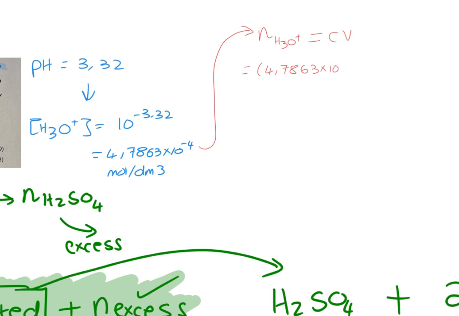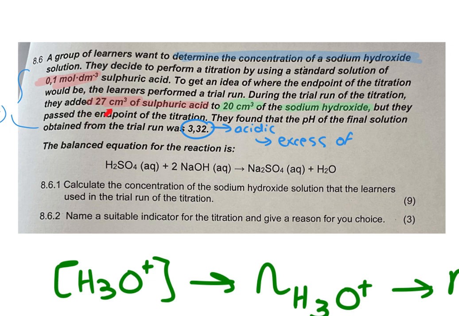4.7863 times 10 to the minus 4, multiplied by the volume of the acid and base mixture. They added 27 and 20. After they mixed it together, there was this that was available. Can you see why we have to use the volume of both of these? We have to add it together because that's the total volume of the solution. Because they mixed these two together, they titrated it, so now they are together in one flask.